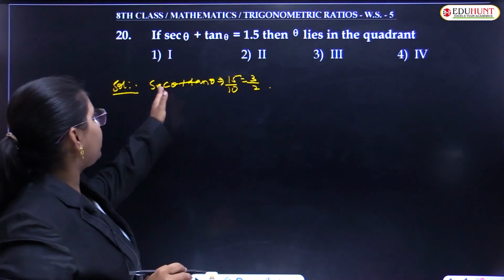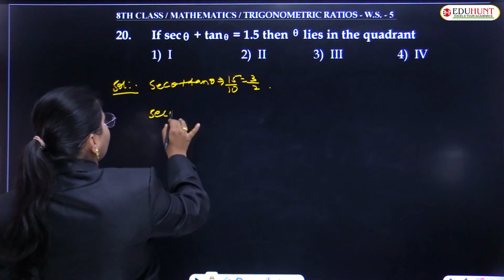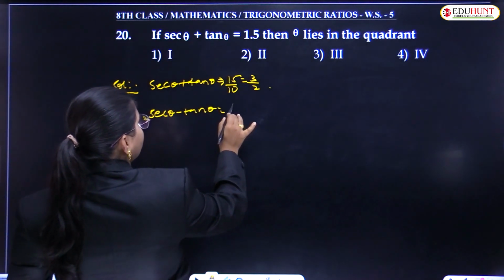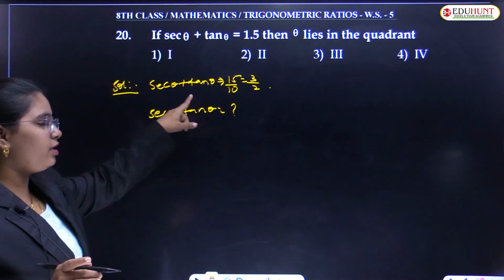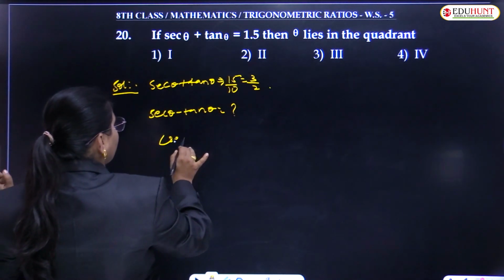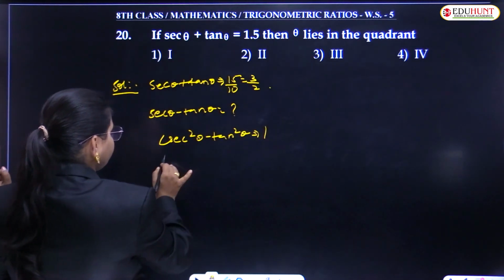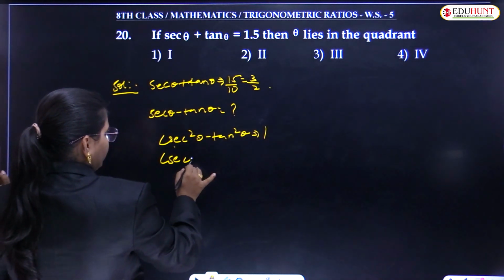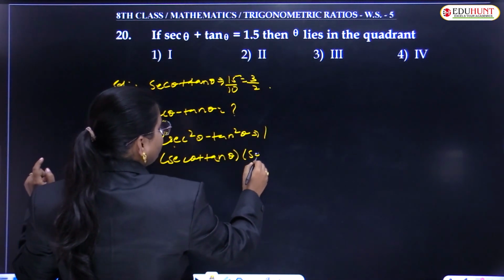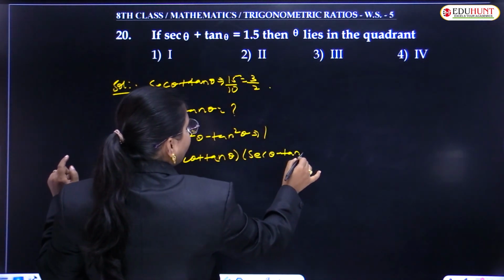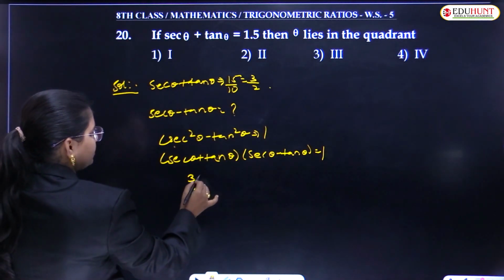So if secant theta plus tan theta is equal to 3 by 2, now my question is, what is the value of secant theta minus tan theta? I told you, right? How can you find this? We did a problem by using a trigonometric identity, secant square theta minus tan square theta is equal to 1, a square minus b square. So we can write it as a plus b into a minus b, which is also equal to 1. Here secant theta plus tan theta value is 3 by 2.